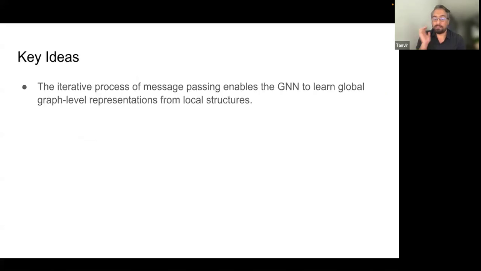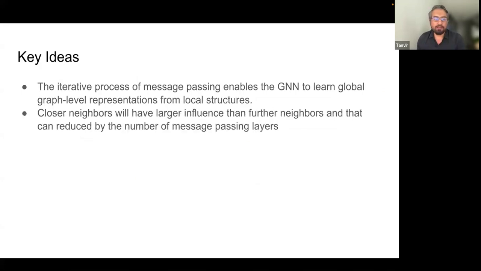So basically, the key idea of the GNN is this iterative process of message passing that enables the GNN to learn global graph-level representations from local structures. Basically, meaning it would learn how a molecule is represented on a graphical level, what the relationships between atoms are, whether information is passed or not, and how one atom influences the other atom on a molecular level.